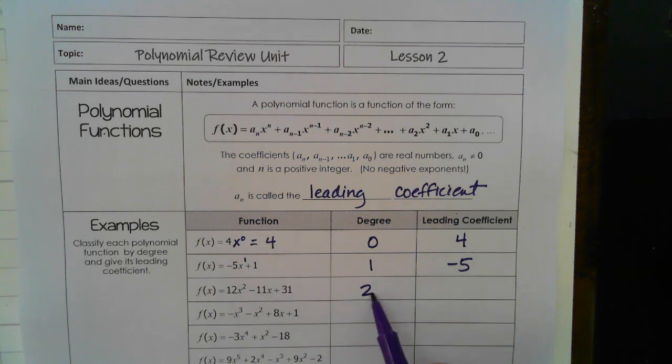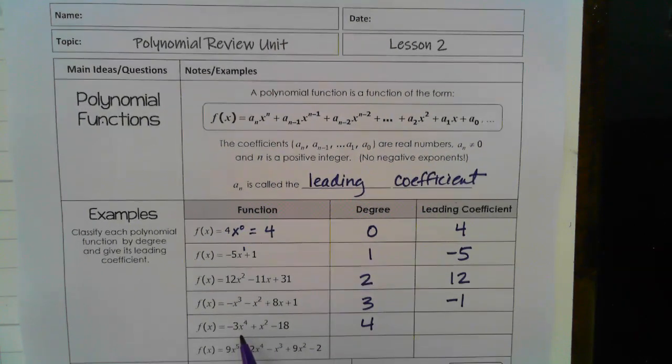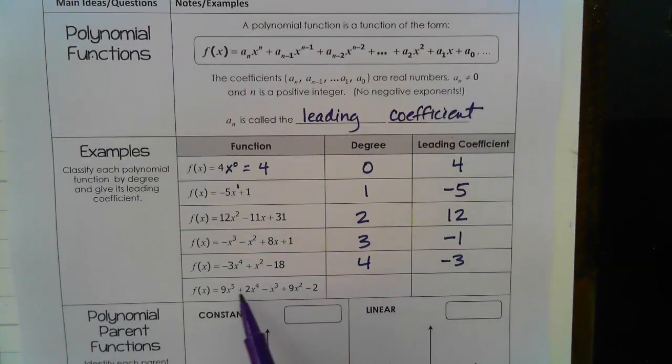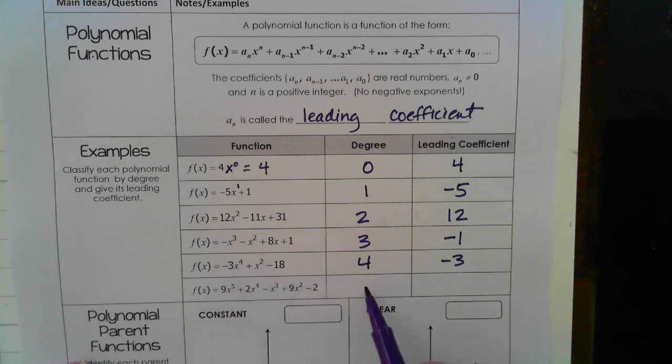This is a second degree, and the leading coefficient is 12. We have a third degree, and in front of the third degree expression, the third degree term, is a negative 1. This is a fourth degree, and the leading coefficient for that is negative 3. And this last one, our leading term, is 9x to the fifth. So this is a fifth degree and has a coefficient of 9.